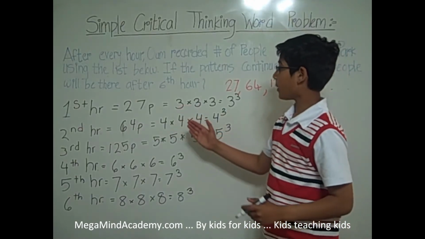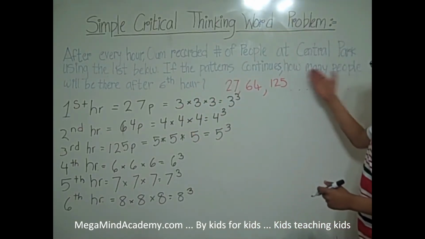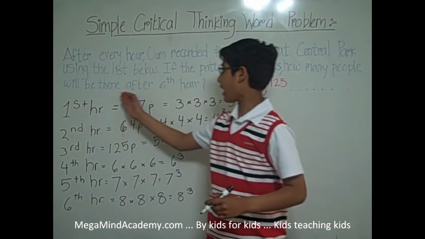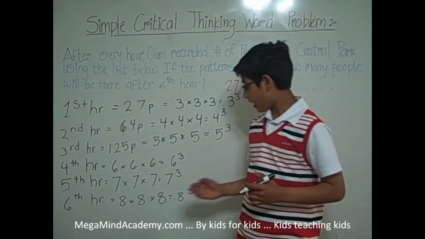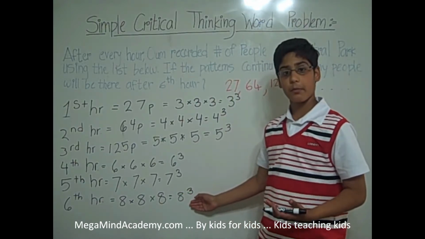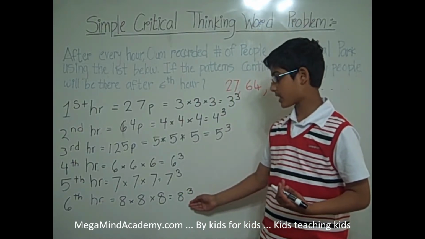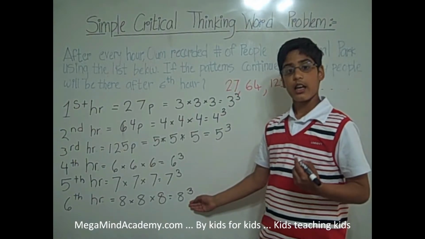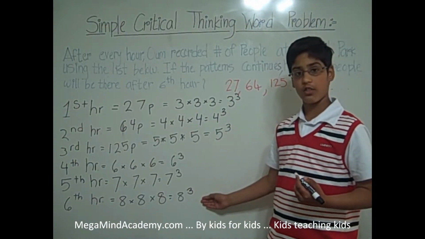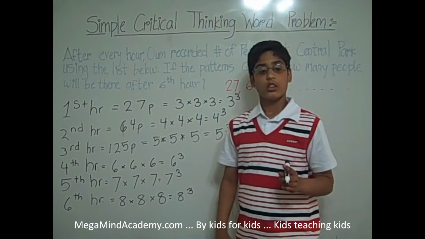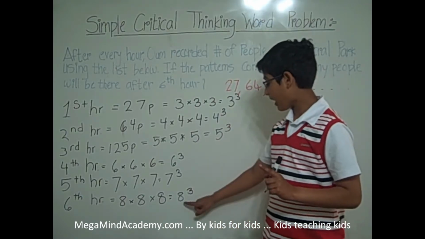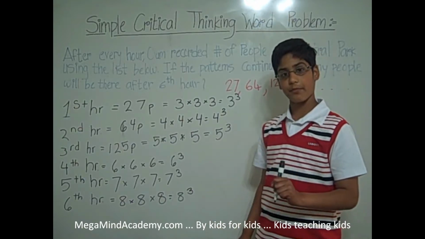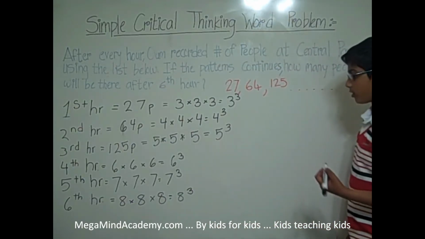Now, in our problem, we need to figure out how many people will be there after the 6th hour. And we have already got the exponent form for that, which is 8 raised to the power of 3. So, to answer our question, we need to figure out what 8 raised to the power of 3 is.